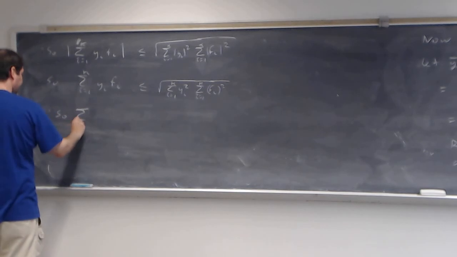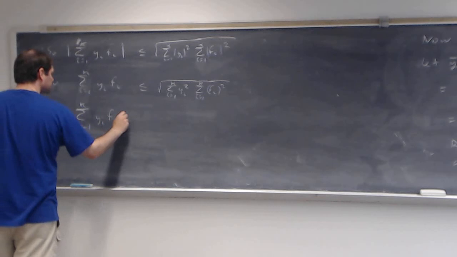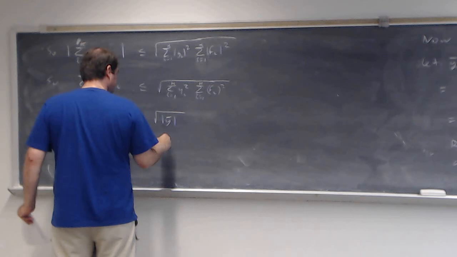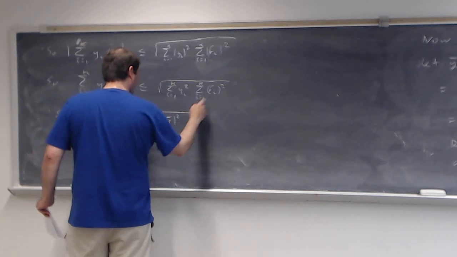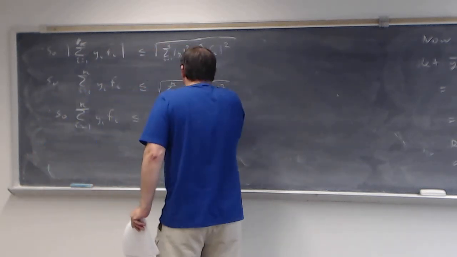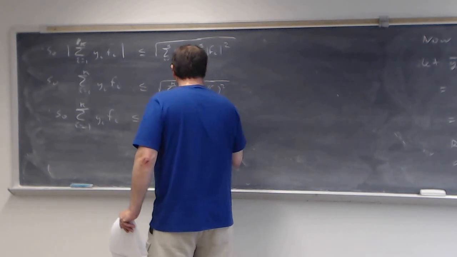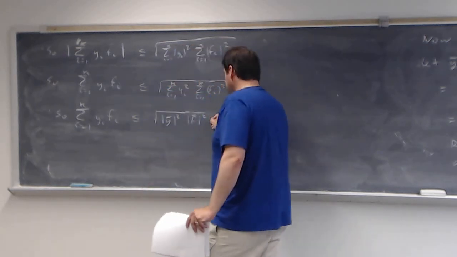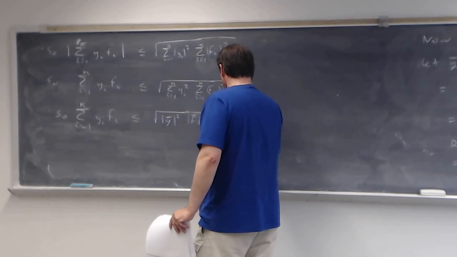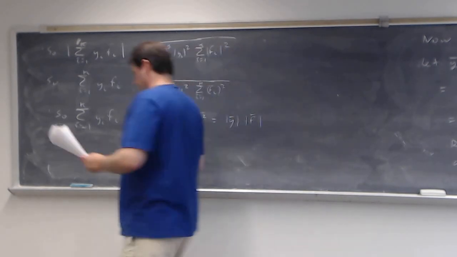So this sum is less than or equal to... this quantity is the norm of y bar squared. And this quantity right here is the norm of f bar squared. And so that's equal to the norm of y times the norm of f bar.